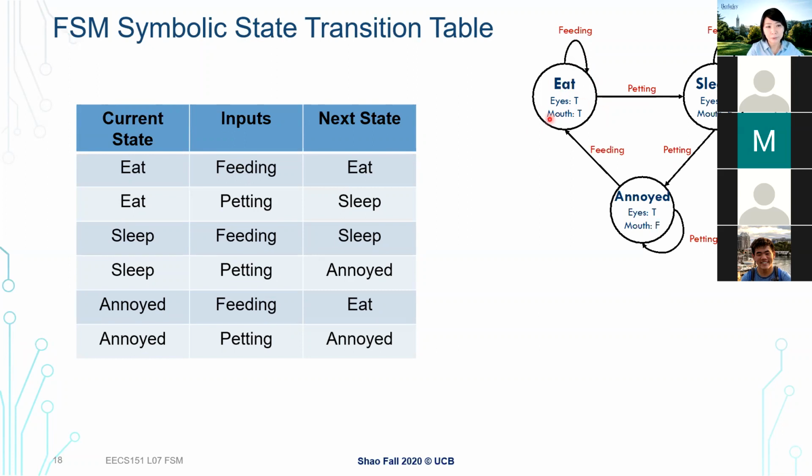Let's go one more example. If the cat is in the eating mode and you start petting your cat, very likely, well, in this case deterministically, the cat will go into the sleeping mode. So by encoding all the combinations of my current state and input, we know what the next state is, right? It is symbolic because we eventually want to express this in a circuit, and in our circuit we need some way to represent all the different states and inputs.